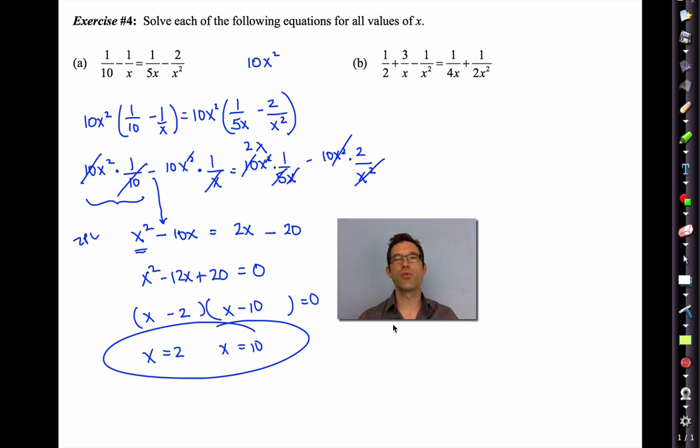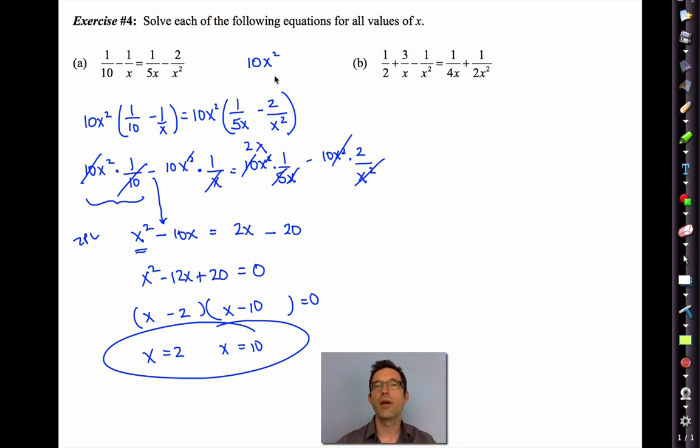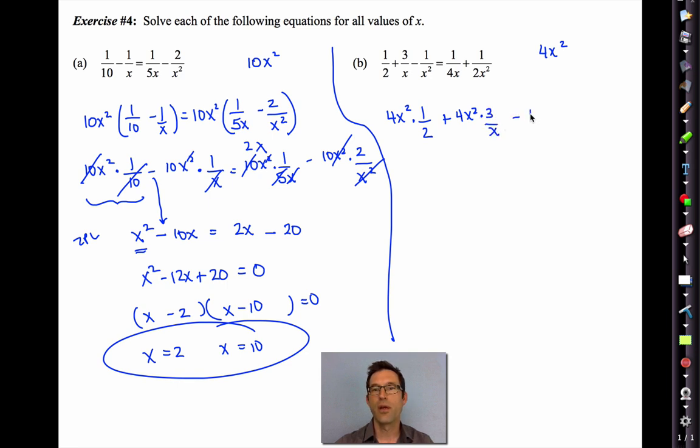All right, let's go through letter B. Like letter A, it's pretty easy to identify the fact that we should multiply everything by 4x squared. Okay, so I'm going to do that immediately and distribute. So I'm going to multiply that 1/2 by 4x squared. I'm going to multiply that 3 over x by 4x squared. I'm going to probably run out of room. It looks like I am.